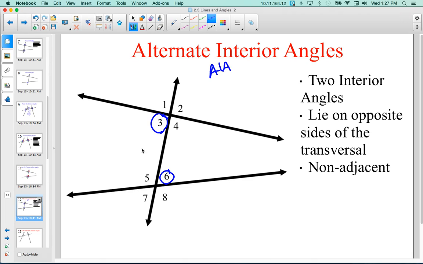Now there is another alternate interior angle pair. 4 and 5 are also alternate interior angles. And this is true in all transversal cases. There will be 2 pairs of alternate interior angles. Why? Because there are 4 alternate interior angles, and you can pair them up. So 2 go with one pair and 2 go with the other pair.